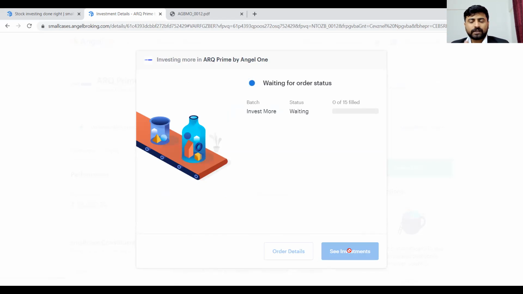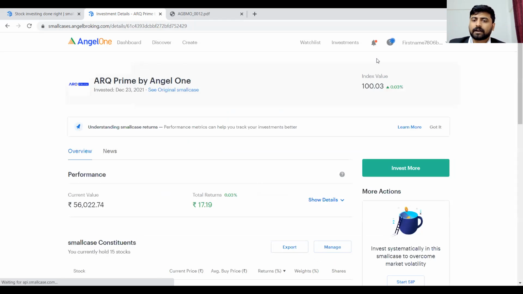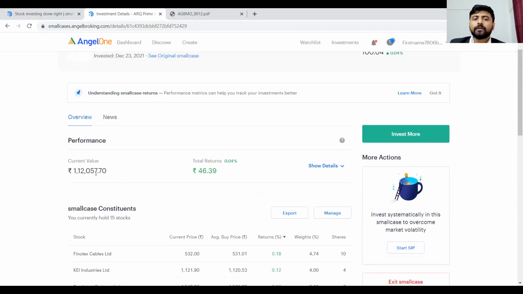Again, you'll just have to wait for a couple of seconds and the orders will now be communicated to Angel Broking, which will in turn automatically place it in your trading and demat account. Now we can see that all the orders have been successfully filled, which means that these stocks have now been purchased in your Angel Broking trading and demat account. So when you scroll down, you will be able to see the current value of your investment as 1,12,000.